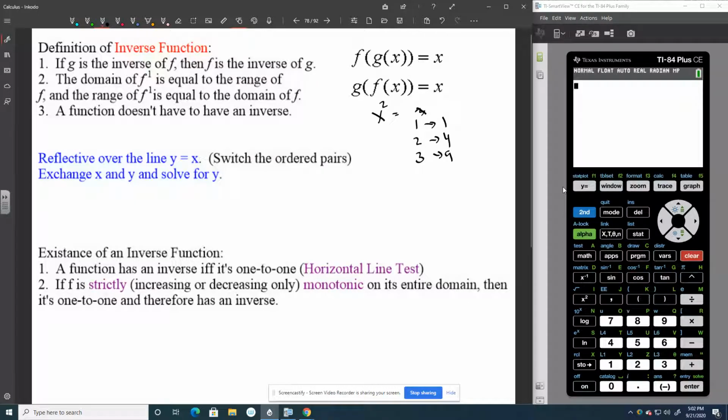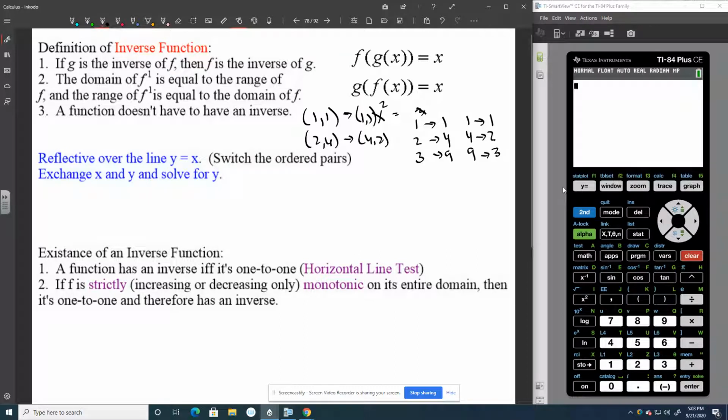So the inverse of x squared, my inverse function, would go the other way around. It would make it so when I plug in 1, 4, and 9, I get out 1, 2, and 3. So an inverse function kind of undoes the original function. And really, it's just a reflection. If you look at the graph, it's a reflection over y equals x, which means your ordered pairs just get switched. So your 1, 1 becomes 1, 1 in our example here, and your 2, 4 becomes 4, 2, and so on and so forth. So really, you're just exchanging your x's and your y's with each other.